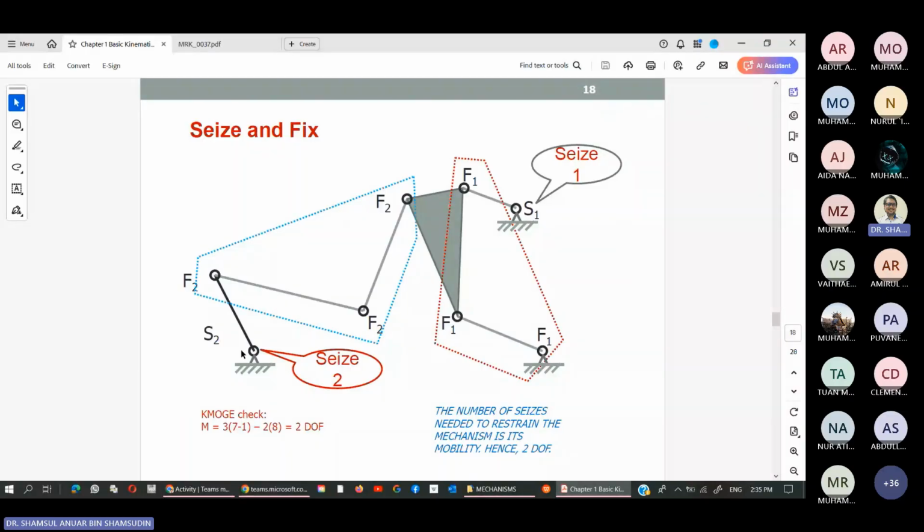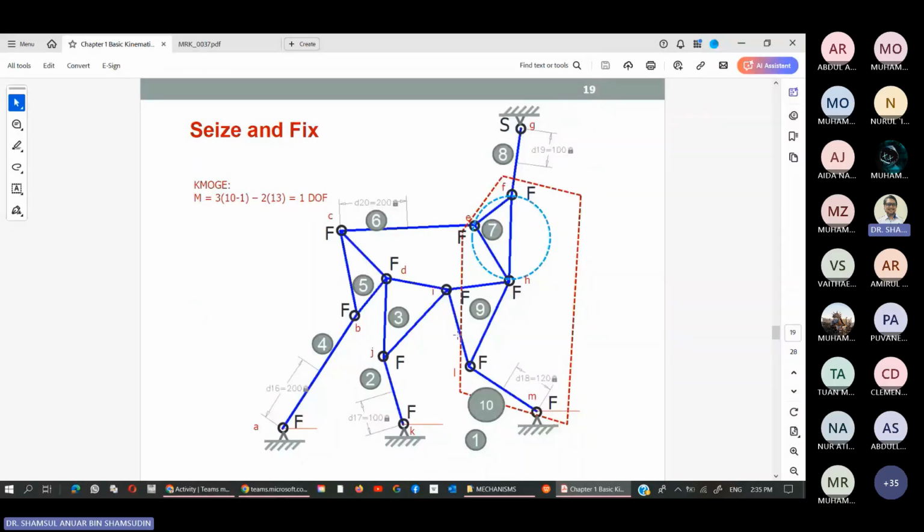Okay, in the ground, in the ground. Okay. Okay, this is another complex one.